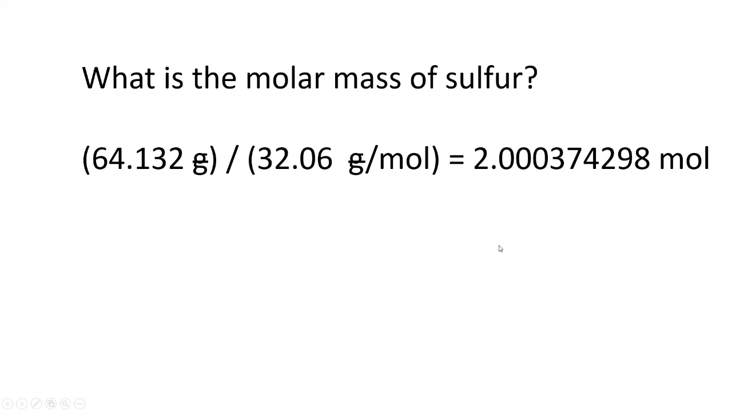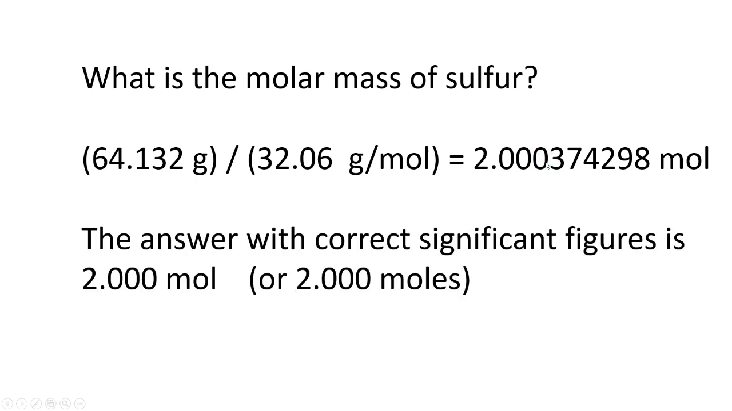So let's see how many significant figures we have here. For this number, we have 1, 2, 3, 4, 5 significant figures. But for this number, we only have 1, 2, 3, 4 significant figures. Remember that it's the least accurate or least precise number that determines the significant figures for our final answers. So here we have 4. That's less precise than this number. So we're going to have 1, 2, 3, 4 significant figures. So let's see how that looks. 1, 2, 3, 4. So the answer with correct significant figures is 2.000 moles.